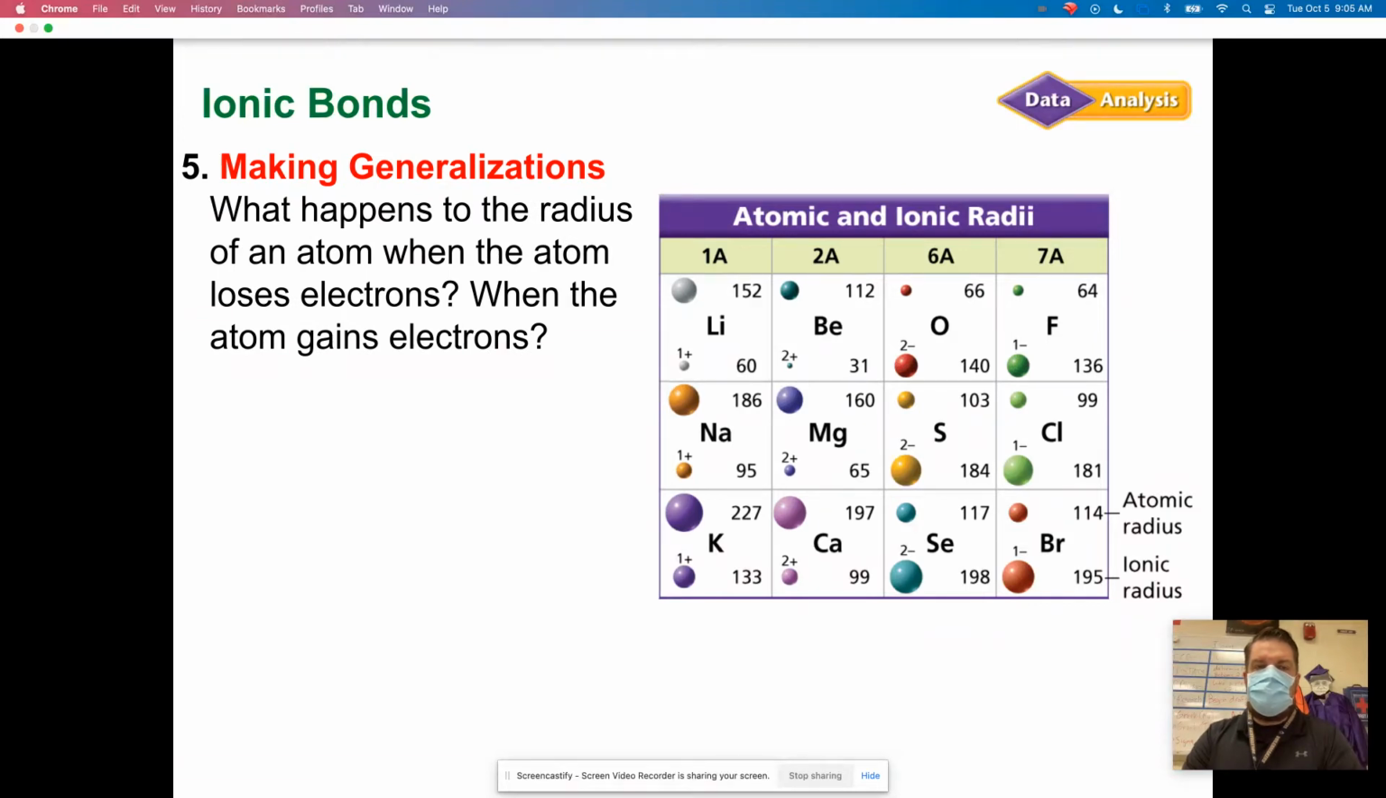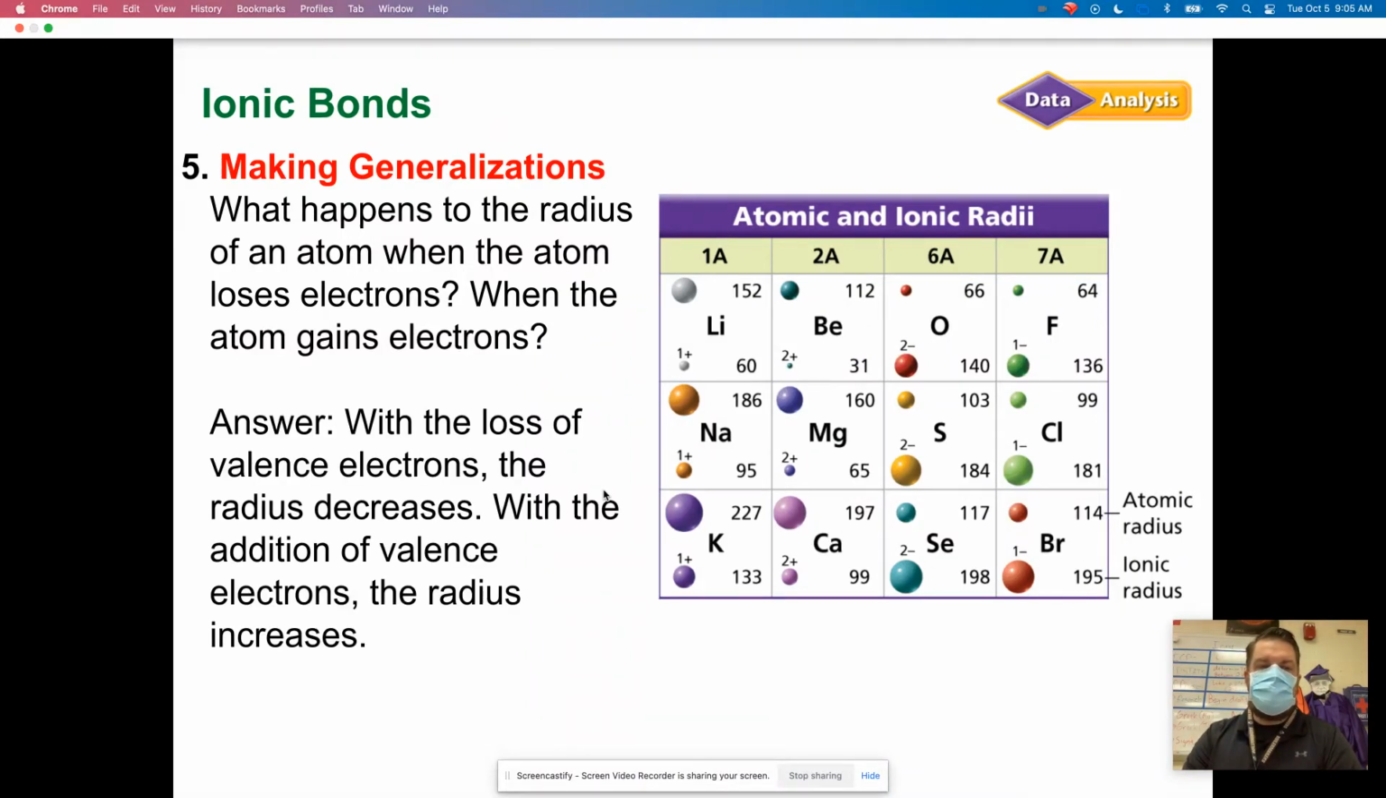So then how do we generalize this? What happens to the radius of an atom when the atom loses electrons or when the atom gains electrons? So in this particular case, it will lose an electron. So that's the difference between these numbers. The ion will lose an electron. And over here, the atom will gain an electron if we think about ionic bonds. So with the loss of valence electrons, and I should carefully say that when we lose electrons, these are valence electrons always, the radius decreases. With the addition of a valence electron, the radius increases.